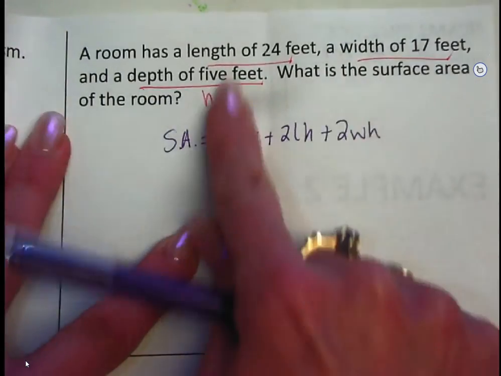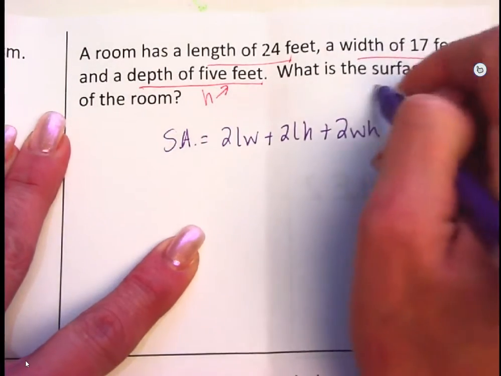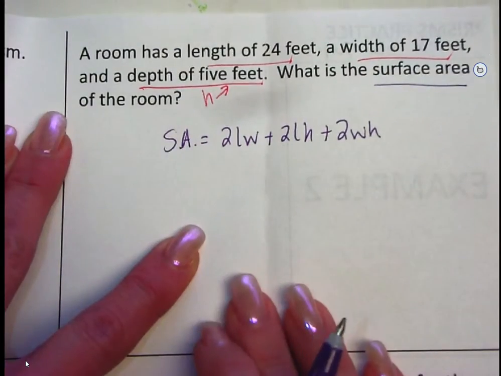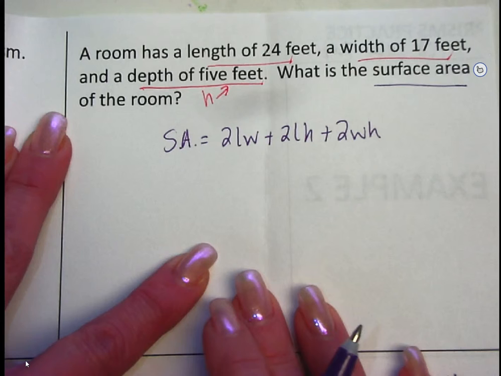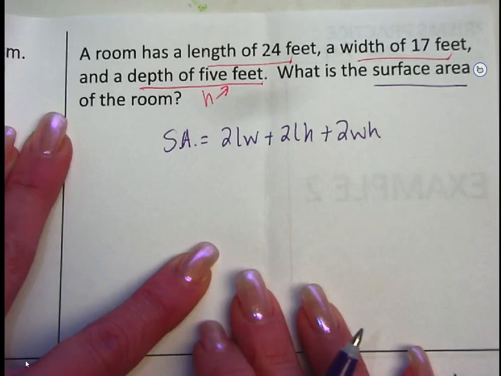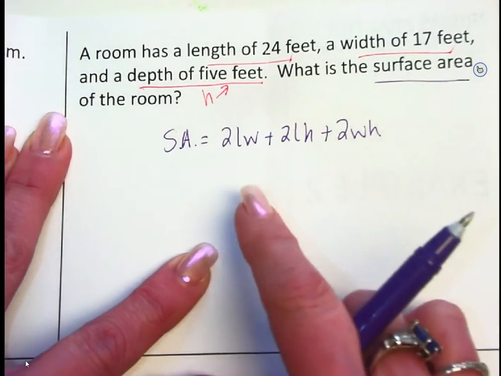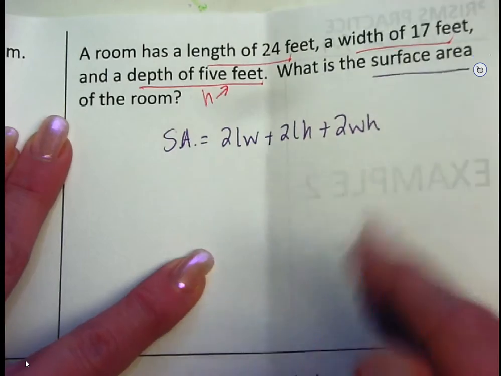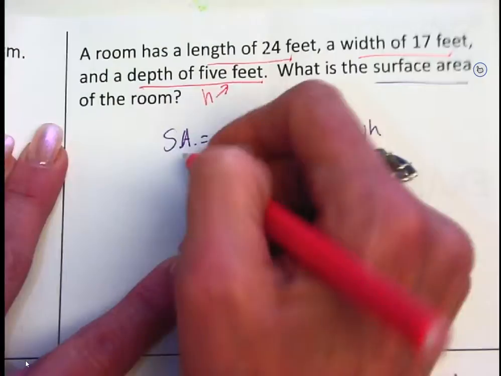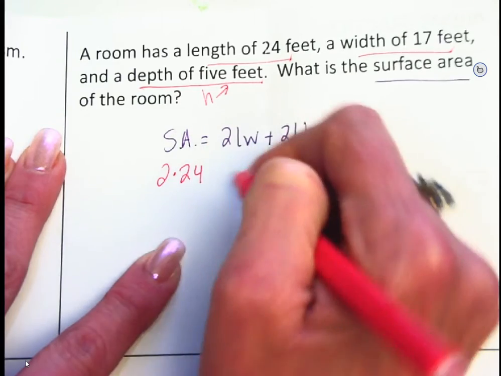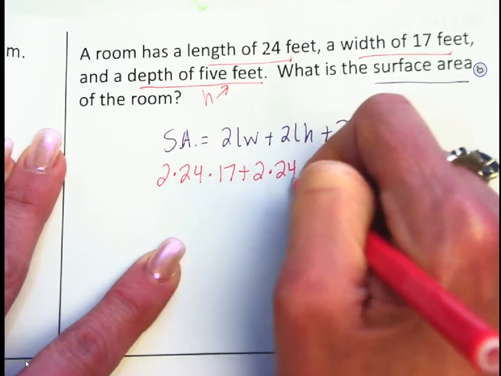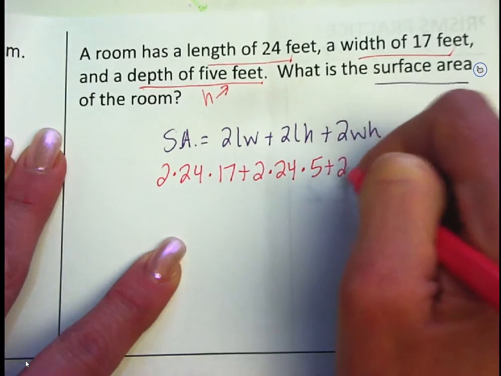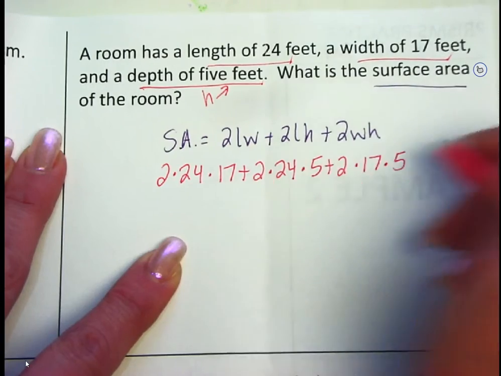So this one again is a problem where it's just asking for the surface area. It's not saying that part of it won't be covered. I'm finding the entire surface area of the room. So maybe now I'm interested in carpeting the room and painting the room. Maybe there are no windows in the room, or maybe I'm going to subtract that later. But this would just be a basic problem where I'm finding the entire surface area of the room. So I'm just going to plug in my numbers just like I did with the last problem. 2 times 24 times 17 plus 2 times 24 times 5 plus 2 times 17 times 5.